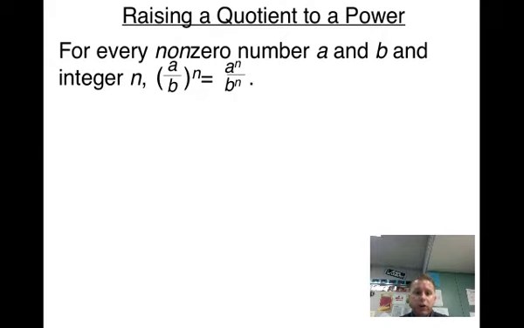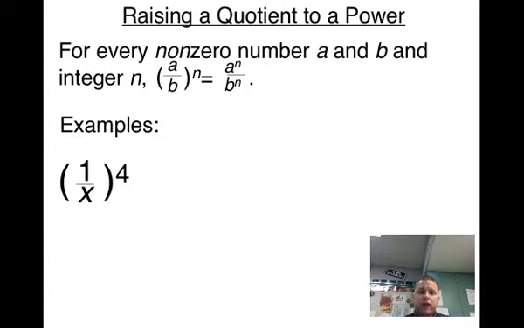Raising a quotient to a power. For every non-zero number a and b, and integer n, a over b to the nth power is equal to a to the nth power over b to the nth power. In other words, just like before, everything in parentheses gets that exponent.